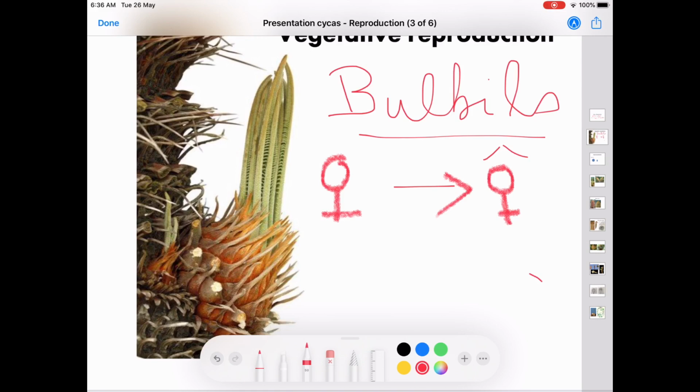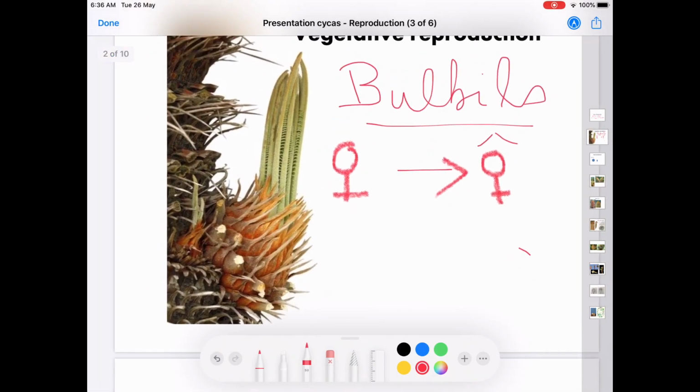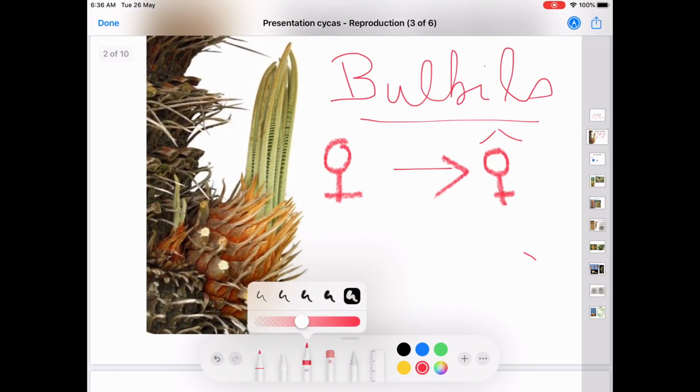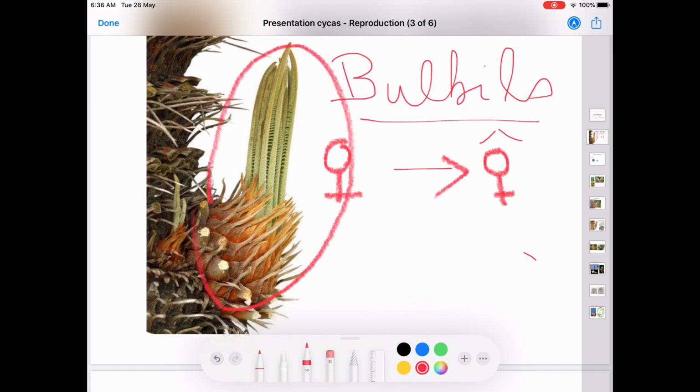Here you can see a bulbil attached to the stem of a mother plant. This is the bulbil portion, and here you can see the new leaves with the circinate vernation. Already I have mentioned the circinate vernation. Here you can see the young leaves with the circinate vernation. Once this bulbil gets detached from the mother plant, it will grow into a new plant.